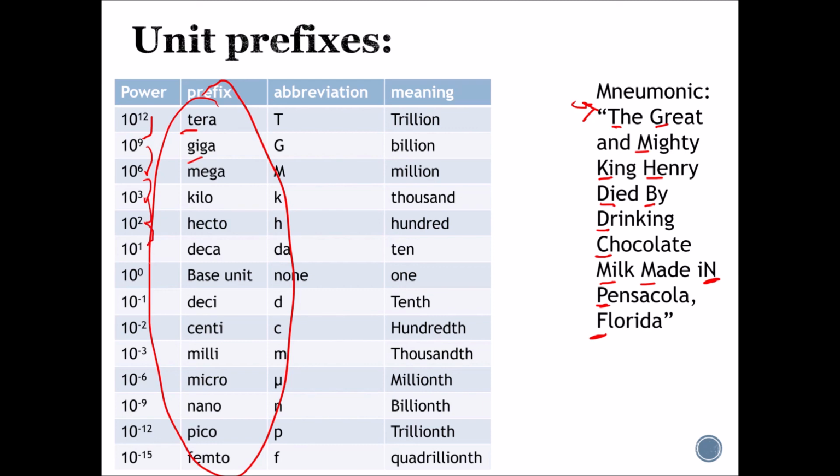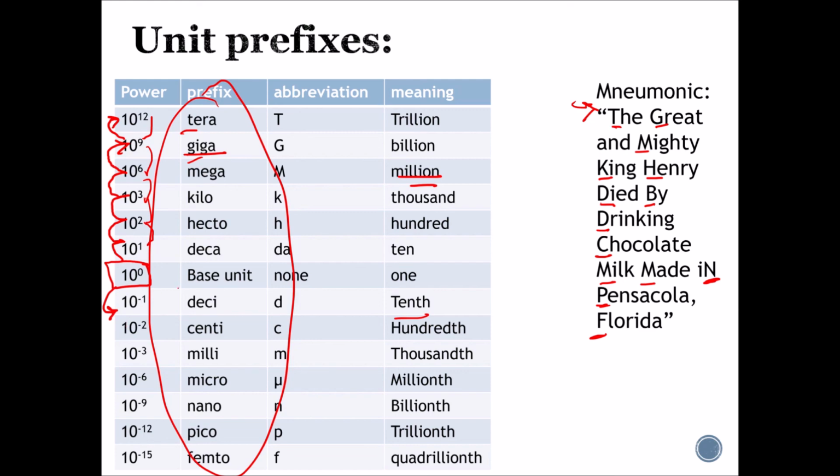So what we're doing here is we're going to start at the base unit and we're going to work our way up. 10 is deca, 100 is hecto, 1,000 is kilo, and then we're going to go up past 10,000, 100,000, go to million for mega. That's easy to remember. Mega, million. They both start with M. Then up 10 million, 100 million to billion, which is giga, and trillion for tera.